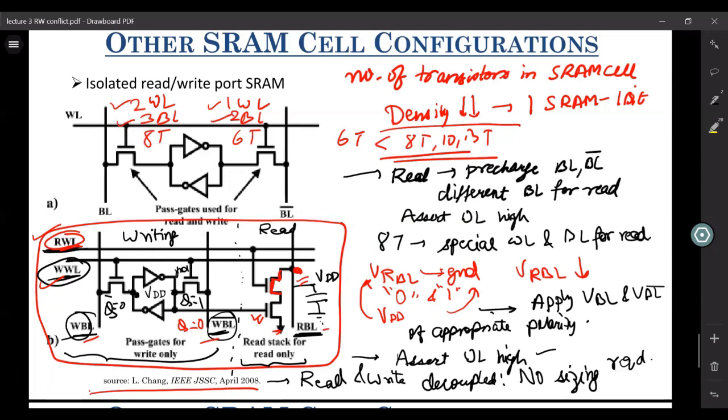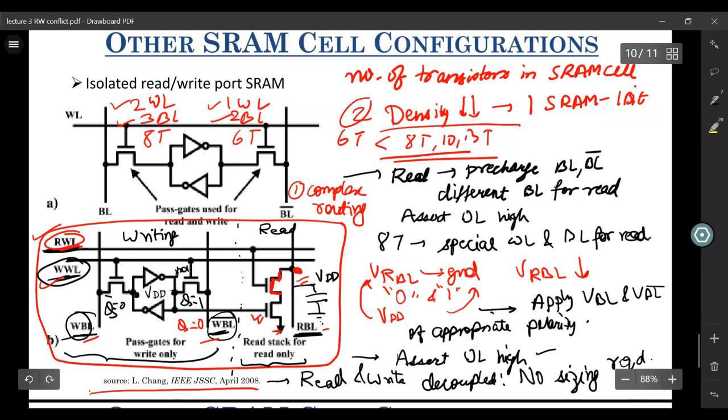So the disadvantages: first, complex routing. And the inherent disadvantage, density. Your density is going to be low, your routing will be very complex. So these are the disadvantages that you'll see in your 8T SRAM cell.